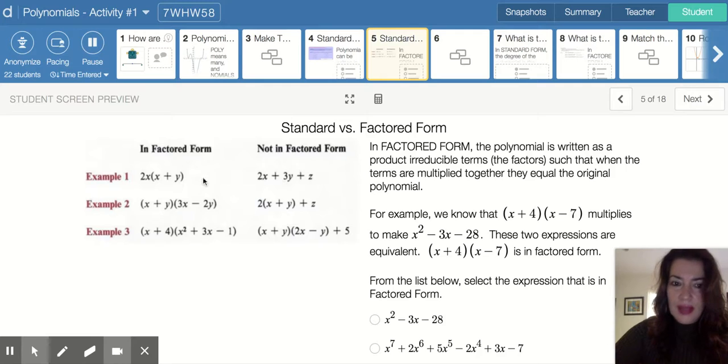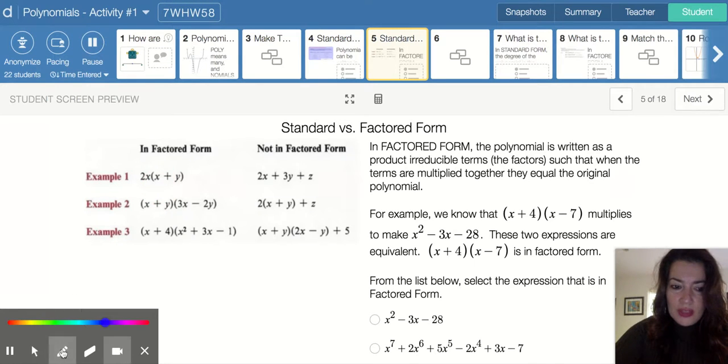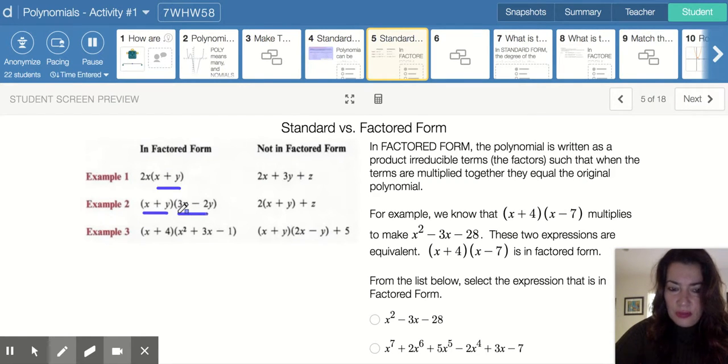So take a look at the factored form here on the left and the not factored form on the right. So if you looked at the factored form on the left, you could see that all the numbers are multiplying each other. So 2x is multiplying the x plus y. Now, if you separate, the x plus y is your factor. And here, x plus y is a factor times the other factor, 3x minus 2y. Factors just mean numbers that multiply one another.